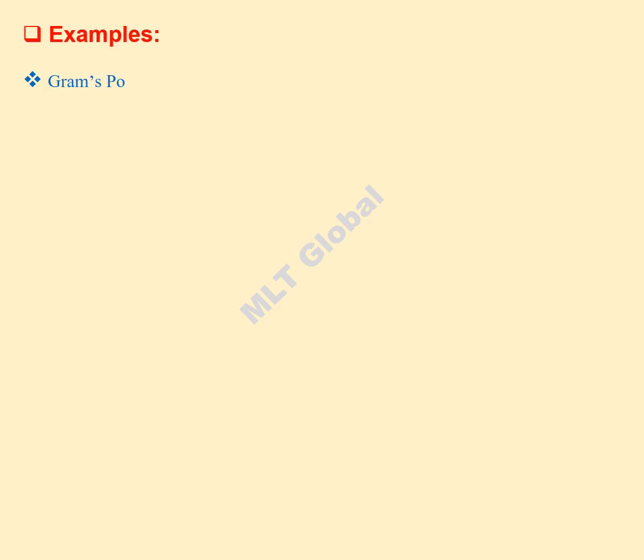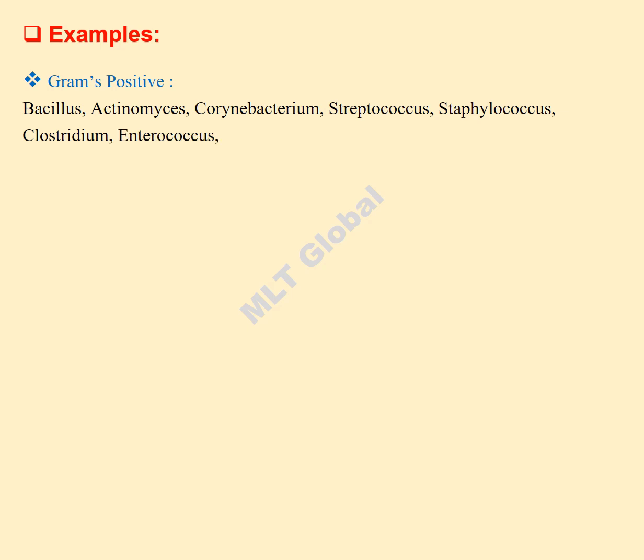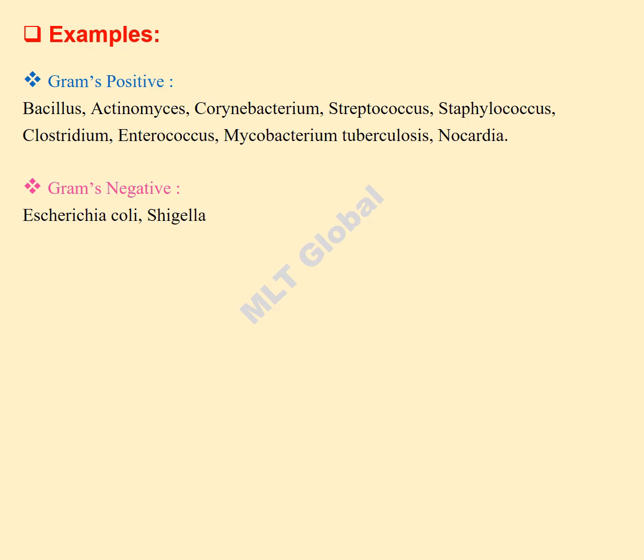Examples. Gram positive: Bacillus, Actinomyces, Corynebacterium, Streptococcus, Staphylococcus, Clostridium, Enterococcus, Mycobacterium tuberculosis, Nocardia. Gram negative: Escherichia coli, Shigella, Klebsiella pneumoniae, Fusobacterium nucleatum, Pseudomonas, Salmonella, Citrobacter.